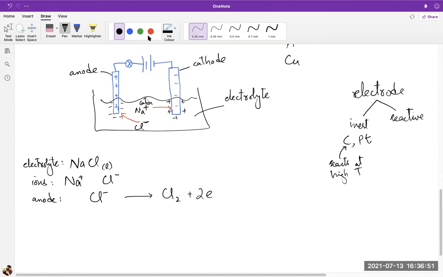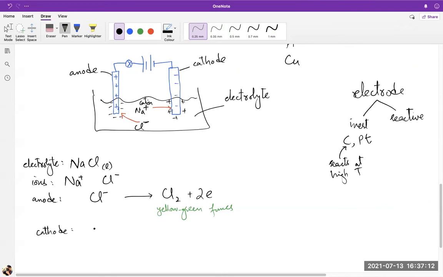Good. What color is chlorine? It is yellow-green. So I will see yellow-green fumes. So chloride comes, loses the charge, becomes a chlorine molecule, and flies away. Obviously, I can collect it if I want. What happens at the cathode?